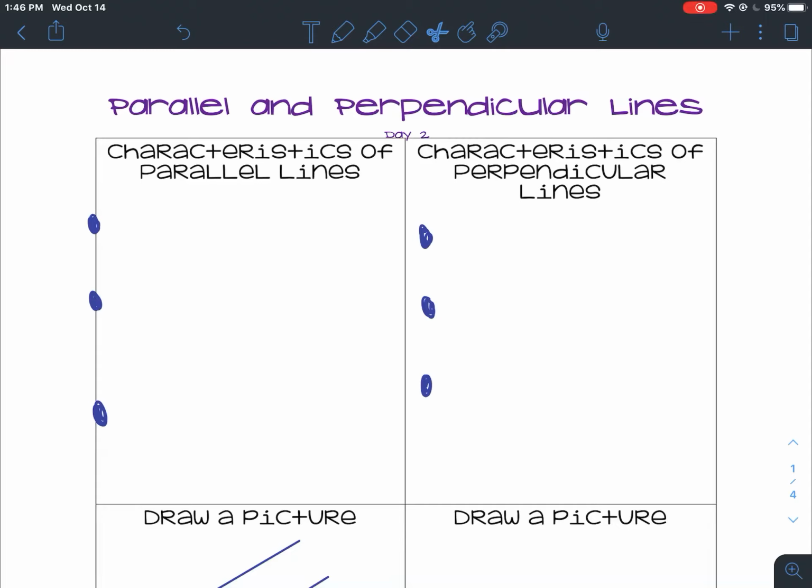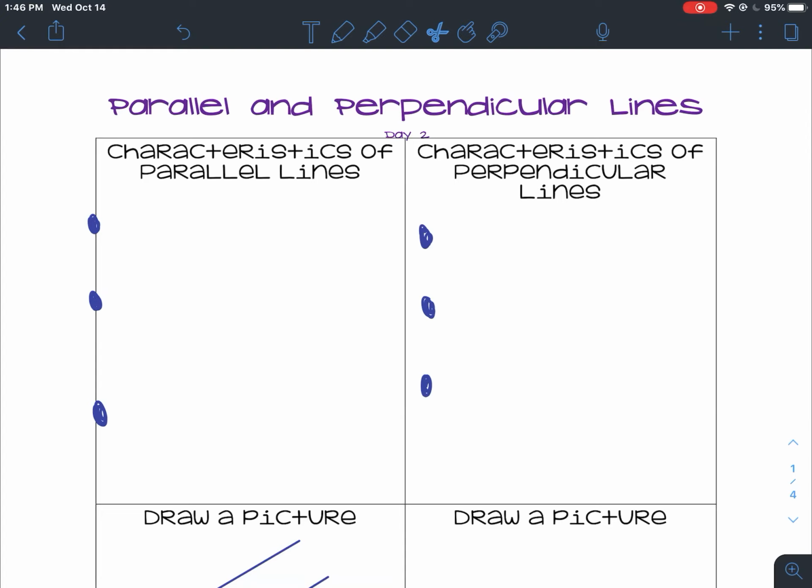So hopefully you found parallel and perpendicular lines day 1 to be pretty easy. We're currently on day 2, and let's start reviewing with characteristics of parallel lines and characteristics of perpendicular lines. So I want to list 3 things specifically about parallel lines and then 3 things specifically about perpendicular lines.